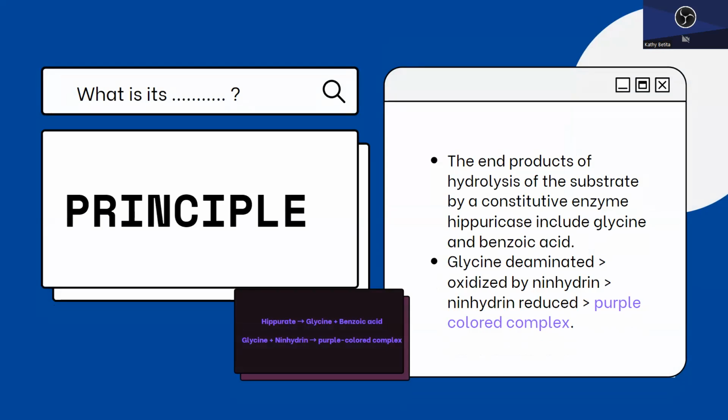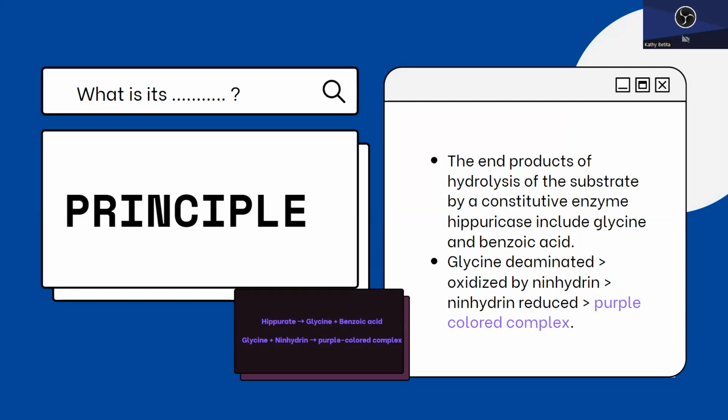So the Hippurate test is based on the ability of the organism to hydrolyze sodium hippurate to benzoic acid and glycine by the action of enzyme hippuricase. Particularly, hippurate is able to hydrolyze, that means by using water to break bonds. So hippurate is able to be broken down by water if an enzyme called hippuricase is present. It uses water to break down hippurate to make the products benzoic acid and glycine.